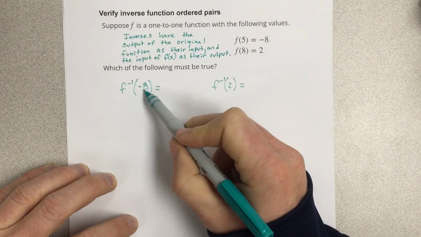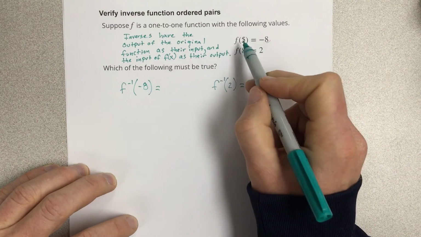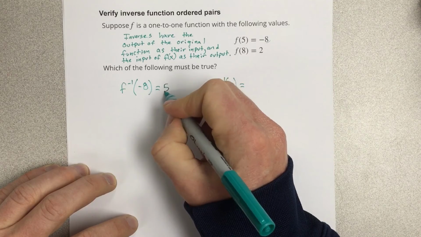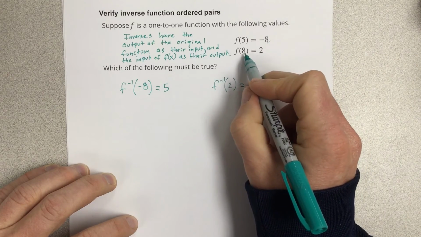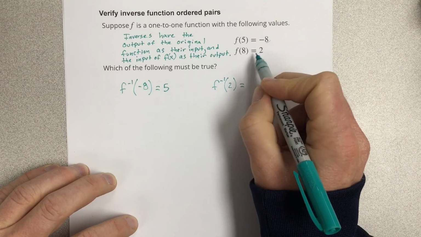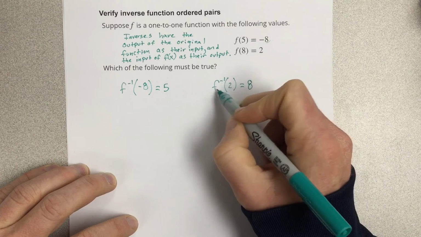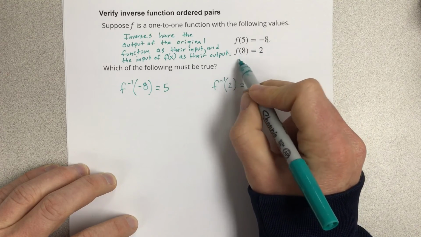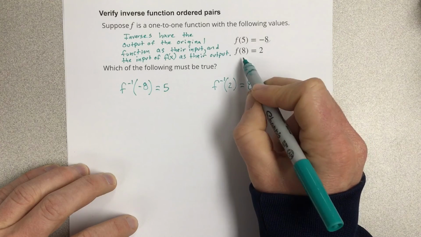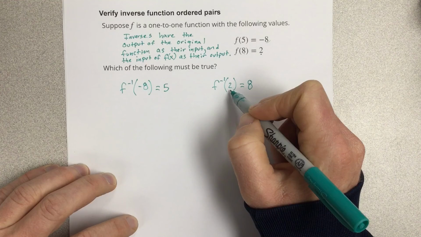So I have f inverse of -8. The output of f inverse of -8 is the input for the original function, because inverses are supposed to undo the operations. And the same thing happens here. You have f inverse of 2, and that gives you 8. So this inverse function basically does the exact opposite of what the original function did. The original function mapped 8 to 2. The inverse is going to map it from 2 to 8.